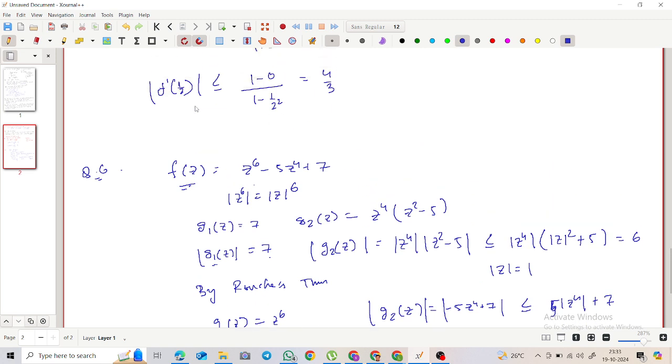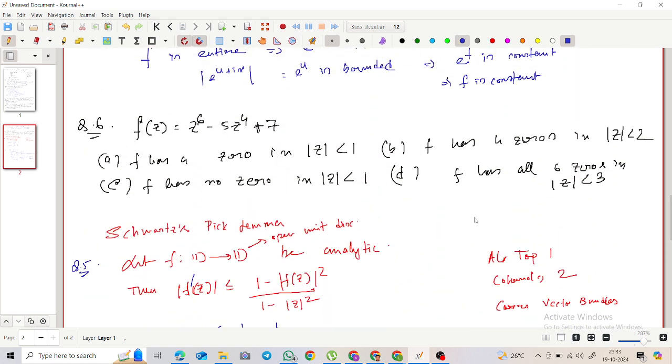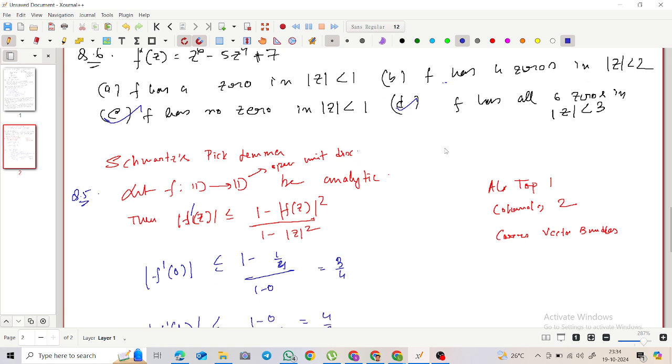So these two answers are true. This is true, and f has a zero. This is also true. No, f has no zero. This is, but what about this? If f has 4 zeros inside this, what about that?